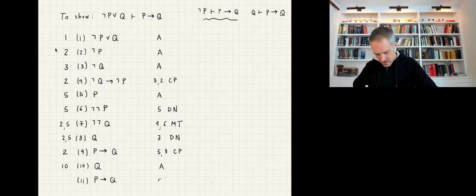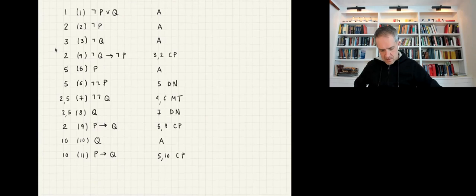So I can write 5, 10 conditional proof. Again, that just depends on 10 though. Okay, so what we have here, up through line 11, is our second subproof. So now finally, I can write if P then Q from line 1, 2 through 9, 10, 11.